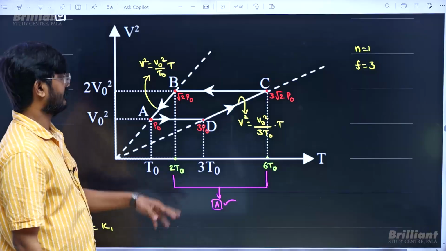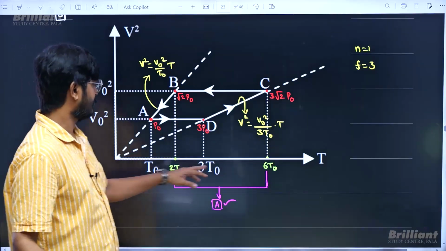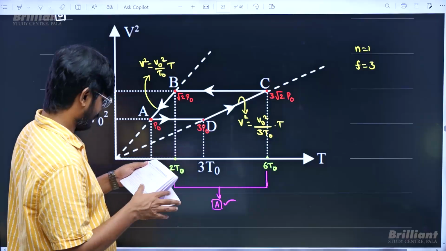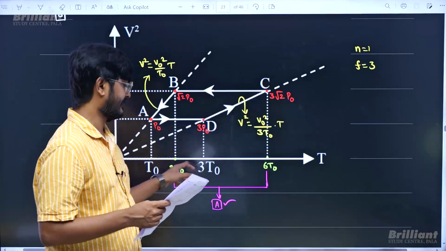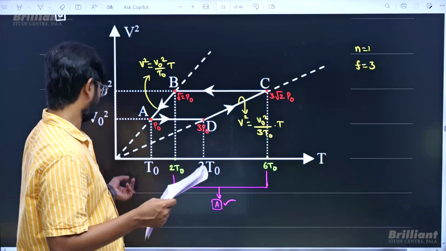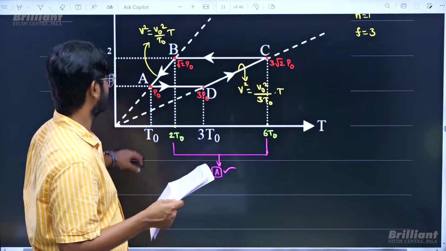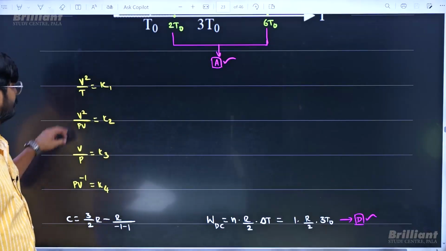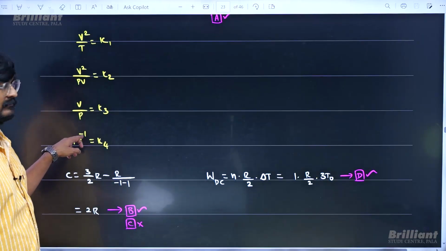So temperatures you will be finding using the line equation, pressures you will be finding using PV = nRT. From there you can see option A will be correct. TB plus TC, that is 8 T naught by 2, is 4 T naught. Then whether it is this case or this case, V square by T is constant, so it is a polytropic process. When you convert V square by T into PV^x format, x will be minus 1.